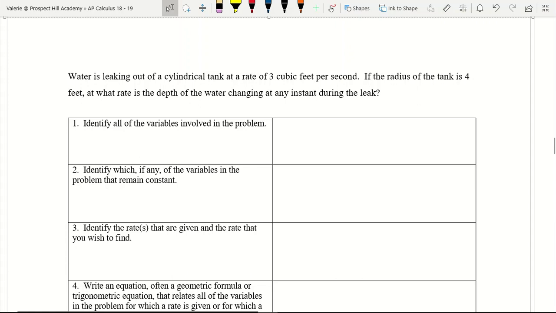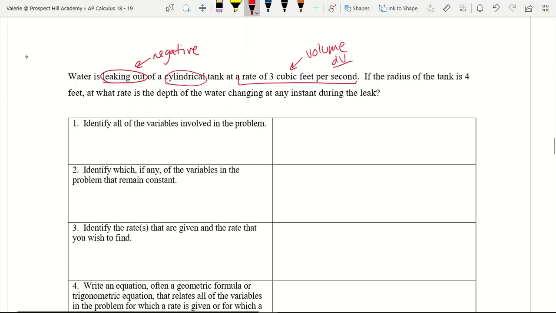So after reading it, I'm just going to go through and annotate once again. So we hear that the water is leaking out. So again, this tells me I'm going to have some sort of negative value. And we're in a cylindrical tank, so we're looking at a cylinder, and we have a rate of 3 cubic feet per second. So the cubic indicates that we're looking at volume. And since it's a rate, we know we're looking at dV dt. We know that the radius of the tank is 4 feet.